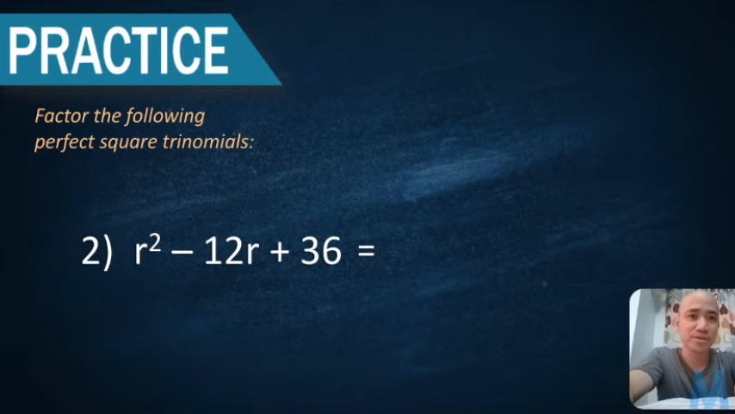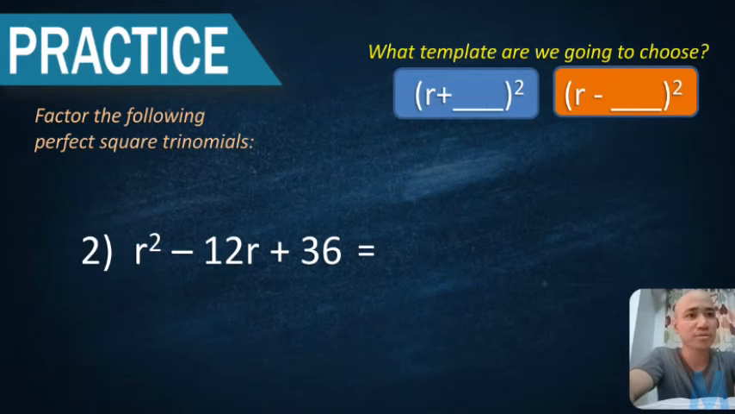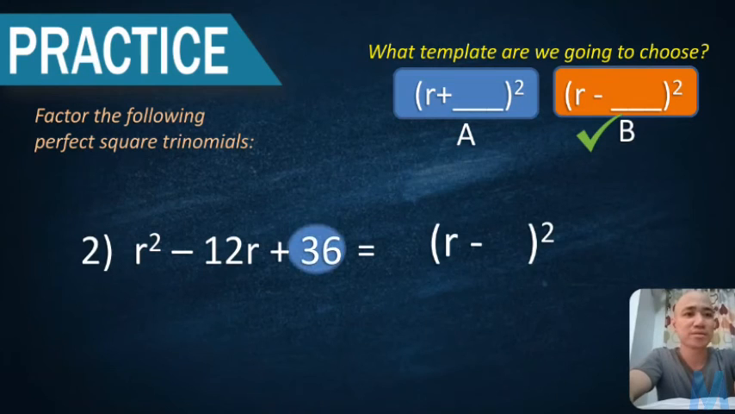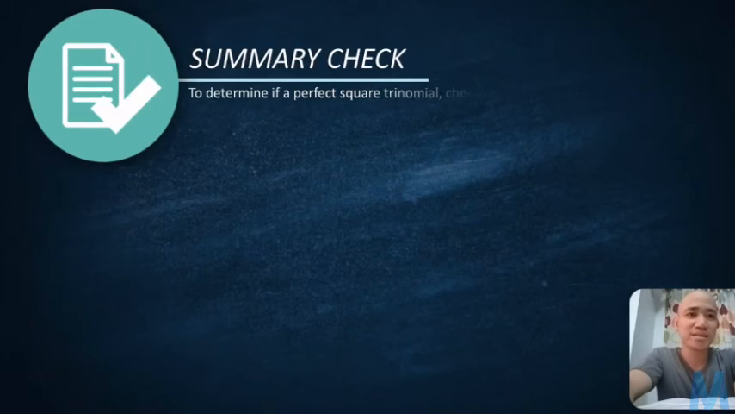For number 2, we have r squared minus 12r plus 36. So what template are we going to choose? Template A or template B? Very good. Template B. Okay, ang aton nga second term nga 12r is negative. So ano yung butanta sa tupad sang r? Minus. We're going to look for the square root of 36. 6. Very good.